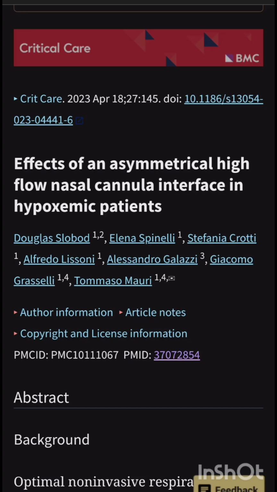I'm moving between screens here, guys, so just bear with me. So I'm going to dive into the results. Application of the asymmetrical interface resulted in a negative 13.5% change in minute ventilation at a flow rate of 40 liters per minute, and a negative 19.6% change at 60 liters per minute. That occurred despite no change in carbon dioxide values.